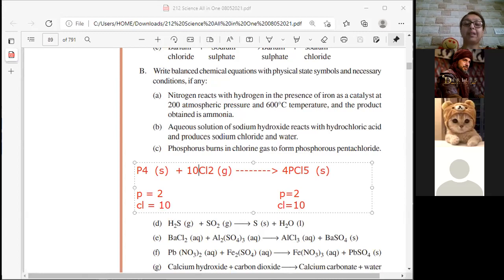Yes, ma'am. I think this looks more appropriate to me. Phosphorus, if I write P4, so I have 4 here. And chlorine, I had 2. Now after balancing, I got 20. 10 2s are 20. Phosphorus here, I have 4, and 4 5s is also 20. Am I right? Yes, teacher. I think this looks more appropriate to me. Okay.